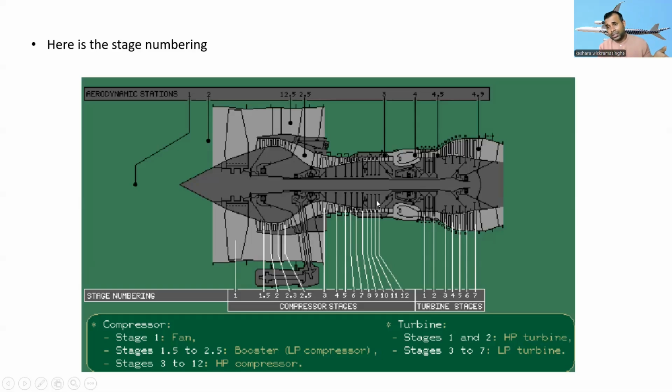Before, I told you the aerodynamic stations, and now the stage numbering. Compressor stage 1 is the fan, and stages from 1.5 to 2.5 are the low pressure compressor, or booster. Stages 3 to 12 are the high pressure compressor. In the turbine section, stages 1 to 2 are the high pressure turbine, and 3 to 7 are called the low pressure turbine.